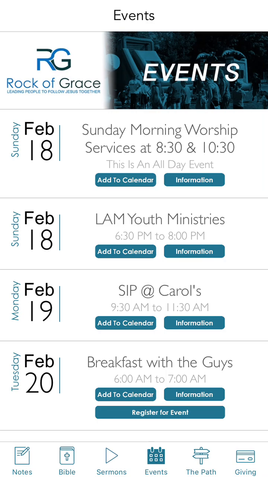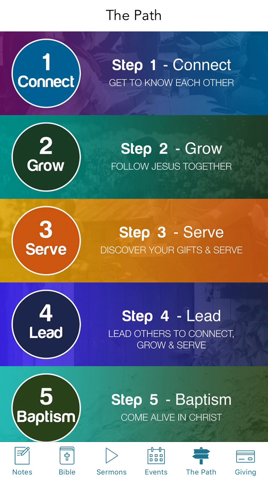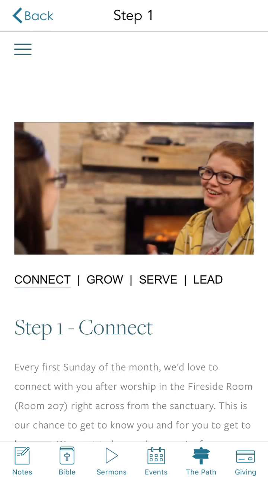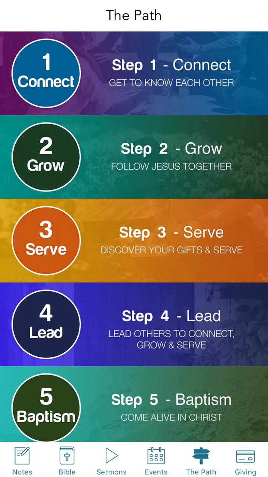So next up, let's look at the second tab from the right, the path. This section gives you the new Rock of Grace path, and you can access any of these steps. You simply touch a step and it will take you to additional details about that step. And you can see each one has both the title, so for instance, step 3 is serve, as well as a subtitle giving you a quick snippet of what that will be. And then you can tap into each of those and read. Some of them will allow you to register, for instance, for life groups. Some of them will allow you to register for baptism. So it's a powerful section.